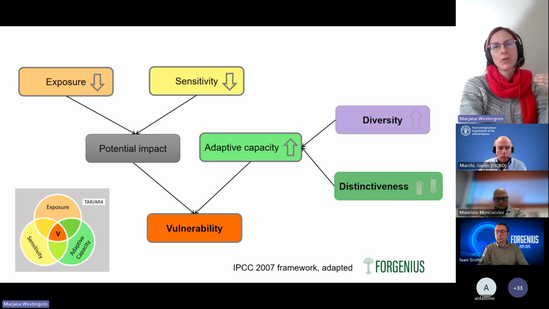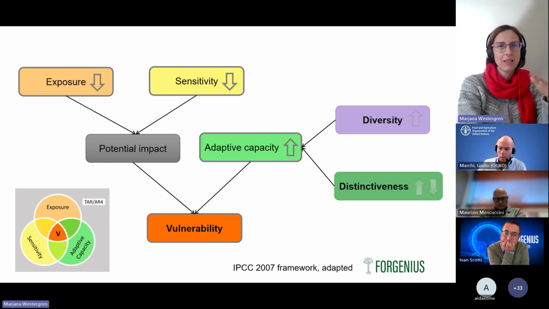Then we also integrated the other two requests by the end users into adaptive capacity. If diversity, for example genetic diversity, is high, the adaptive capacity of a population is supposed to be higher, and then the vulnerability lower. With distinctiveness, it's not that clear. It can go both directions.